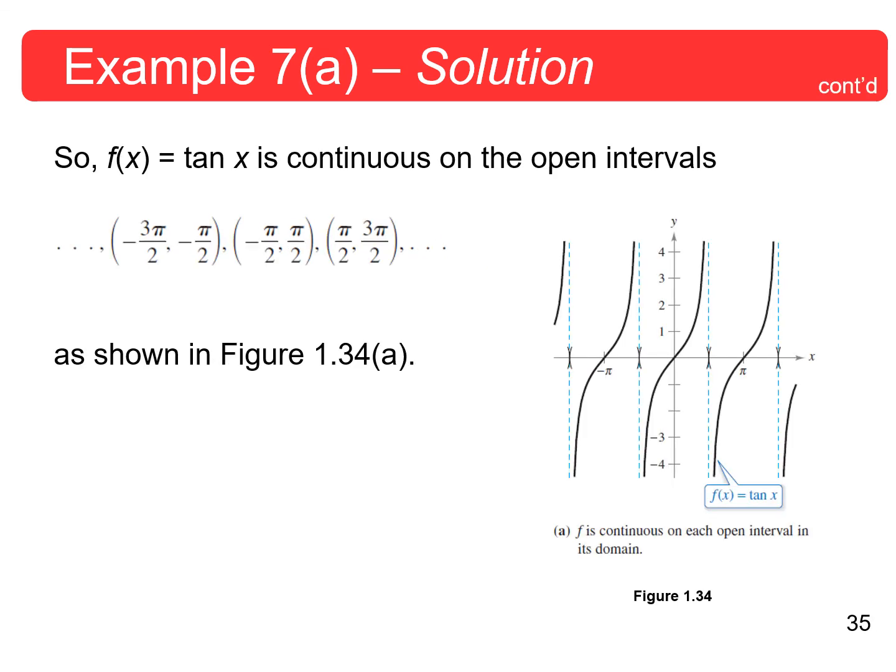Now this result can be verified by looking at the graph of tangent x. This is the graph of tangent x, and this continues from negative infinity to positive infinity. And as you can see here, the function tangent x is continuous on the open interval negative 3 pi over 2 to negative pi over 2. So it's actually discontinuous at pi over 2 plus n pi, so at these points here.